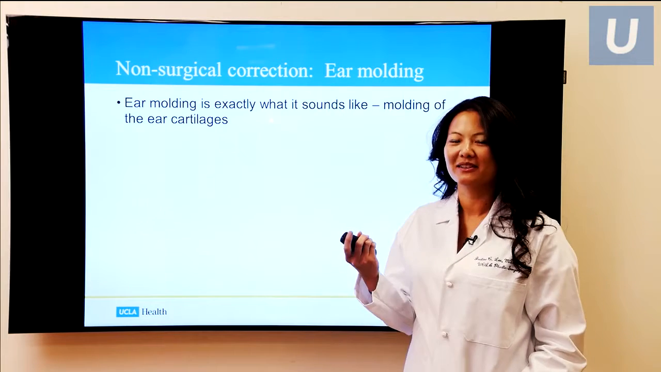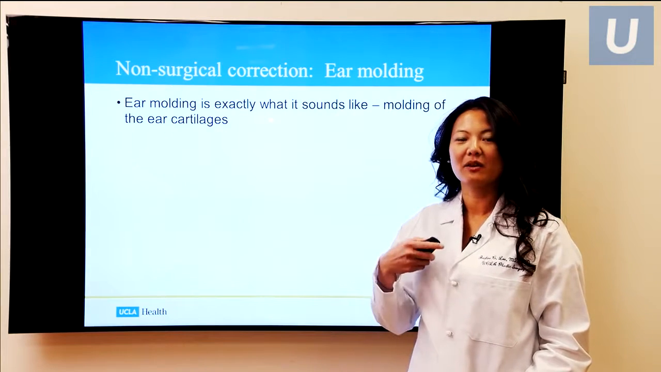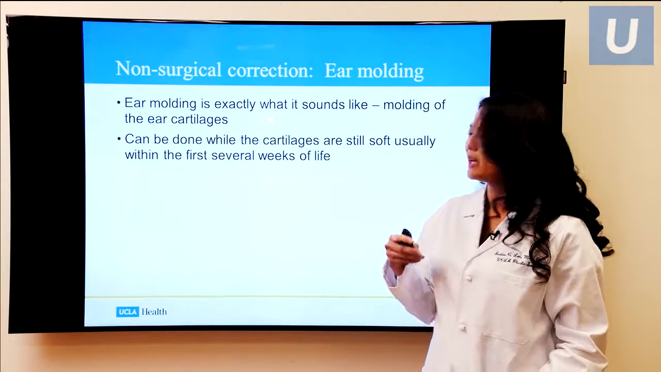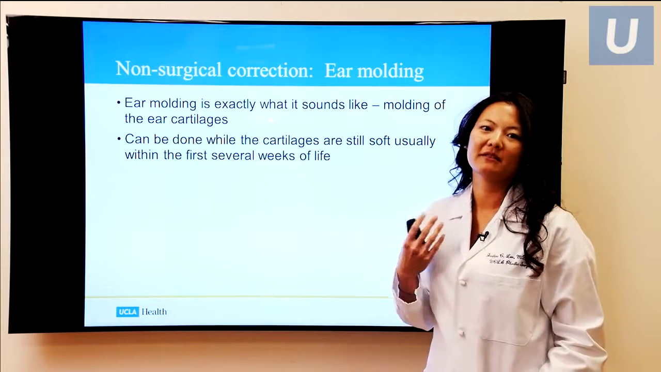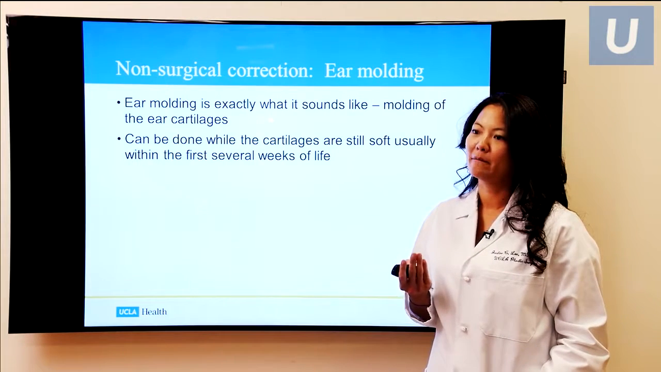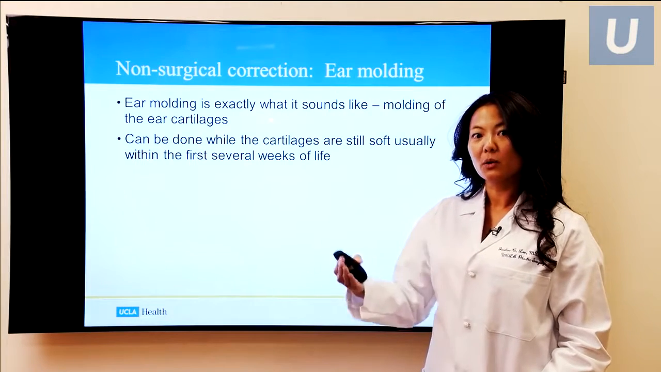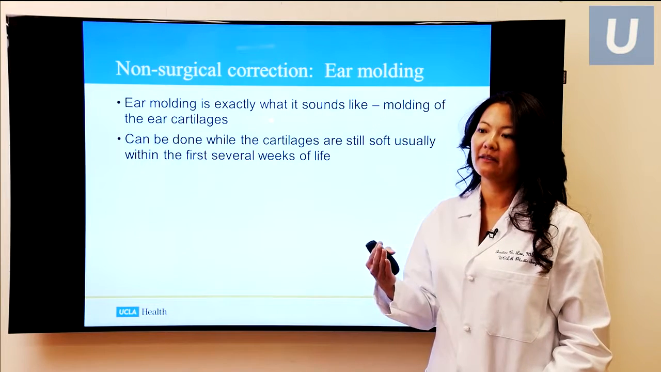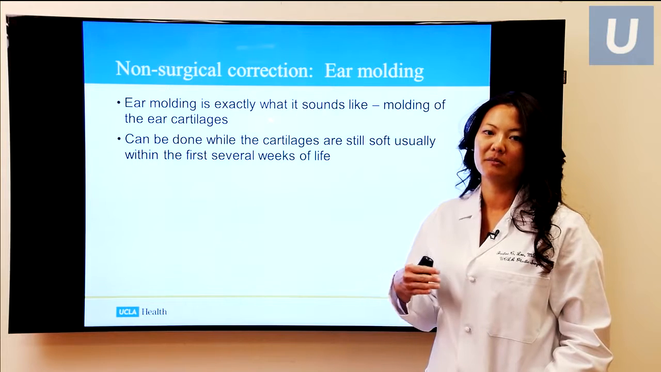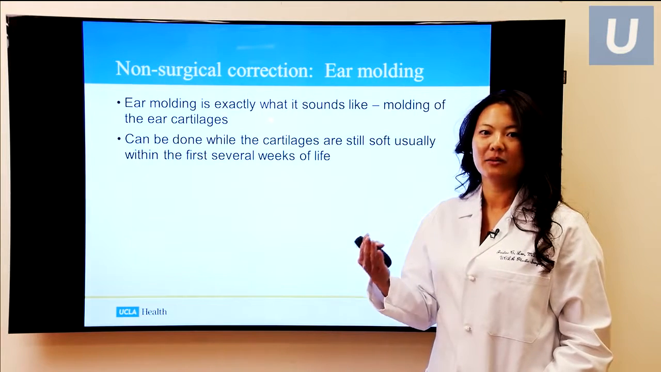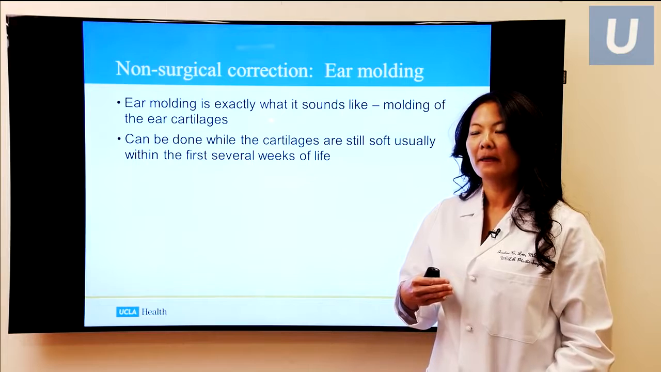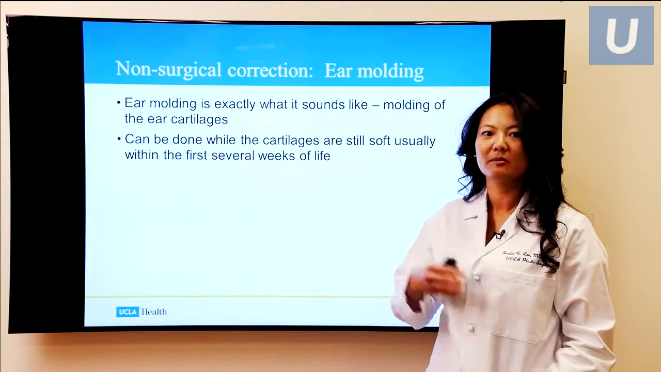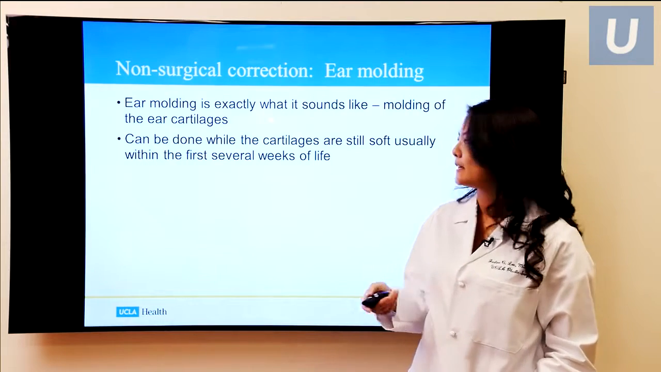It's molding the ear cartilages while the baby is young and while the cartilages are soft and easily mobile. So this can be done within the first couple of weeks of life, and usually as the baby gets older, the cartilages get harder, and it gets harder and harder to do, and the likelihood of success becomes a little low, meaning that the body has a tendency to want to go back to where it was before. And when the cartilages get harder, even if we try to mold it, sometimes it'll just go back to where it was. It'll stick back out again.